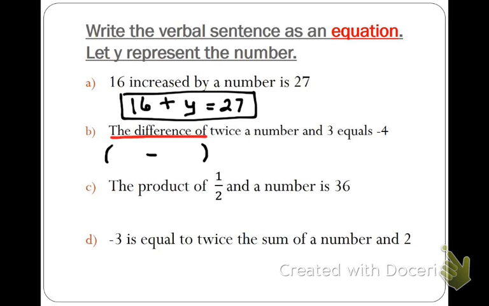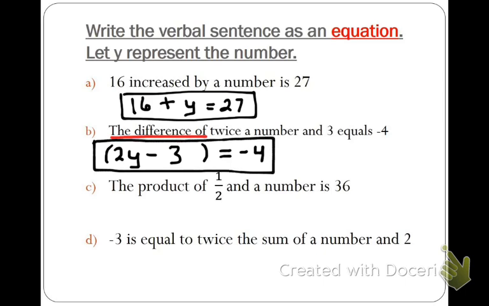Got to multiply 2 times, what do I write instead of a number? 2y. So it says the difference of twice a number and 3. So 2y minus 3 equals, I'm going to put what sign? Equals. An equal sign. And what's my answer? -4. You are correct. So box that in. 2y minus 3 equals -4.